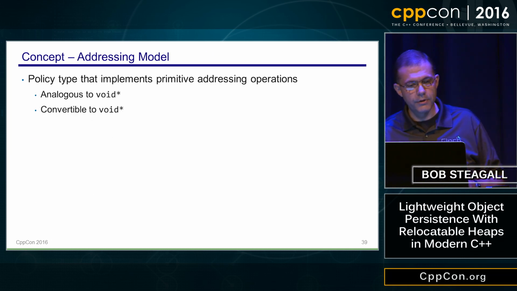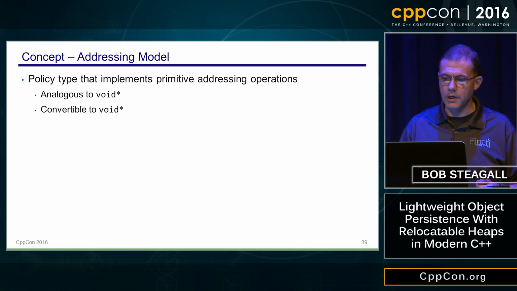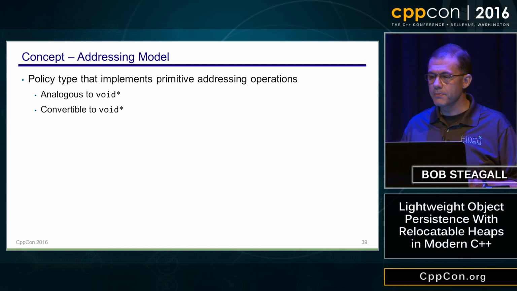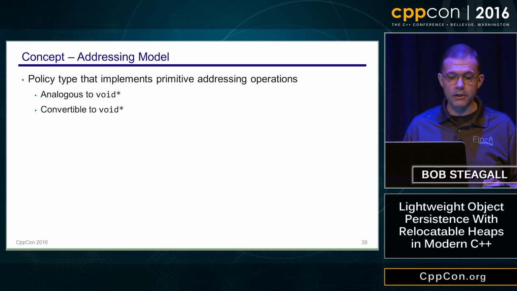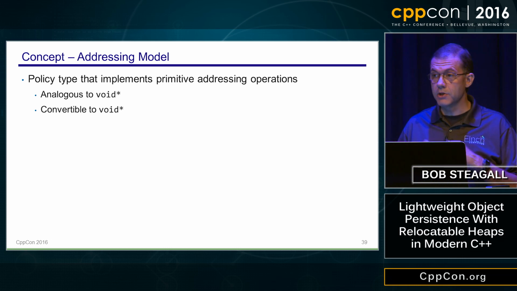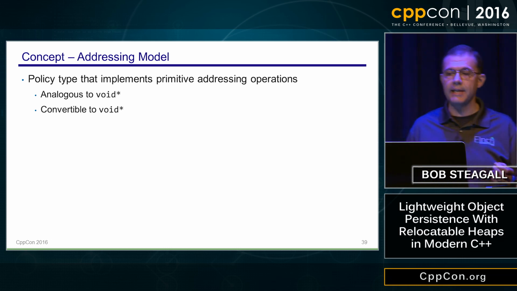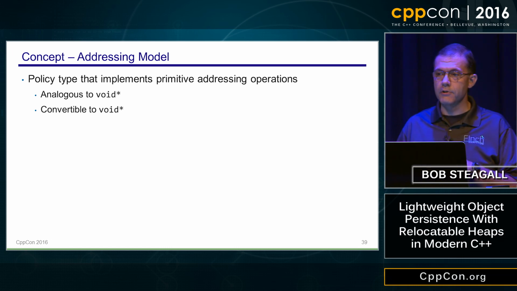So let's start with the addressing model, the first structural concept. The addressing model is a type that implements primitive addressing operations. Its purpose is to provide access to raw memory segments, and I'll define what a segment is in a couple of minutes. In a way, it's analogous to a void star. It must also be convertible to a void star. The conversion is important because when we want to cast an addressing model object to a non-void pointer, we first have to turn it into a void star.